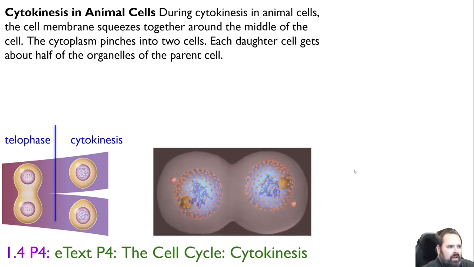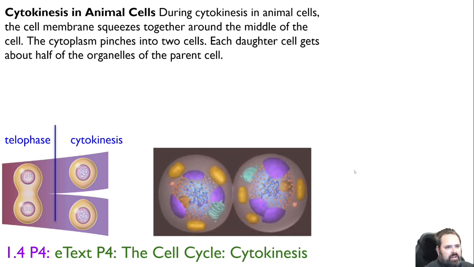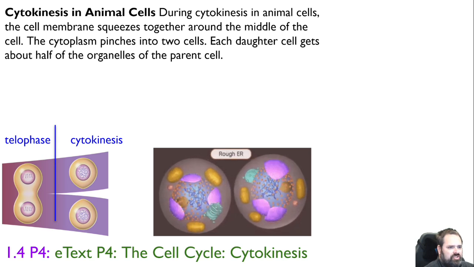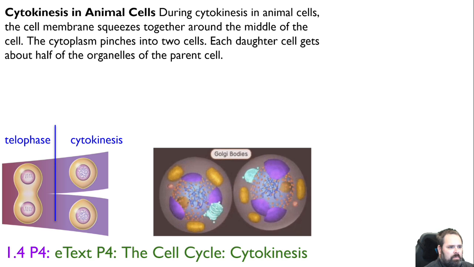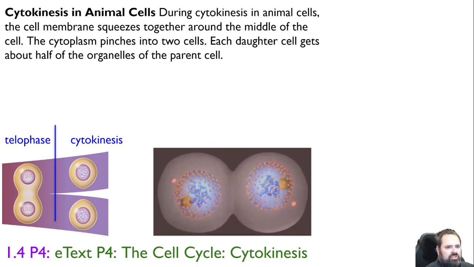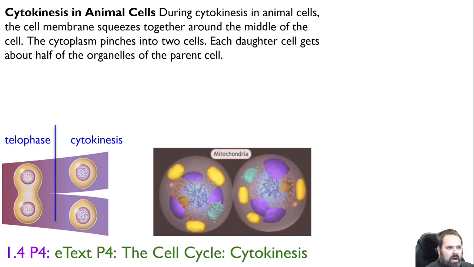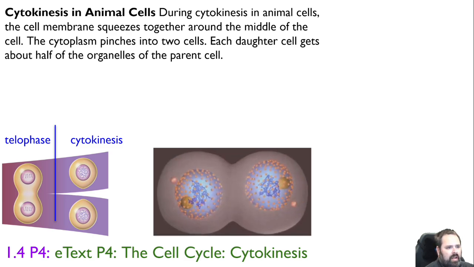In animal cells, during cytokinesis, the cell membrane squeezes together around the middle of the cell. The cytoplasm pinches into 2 cells. Each daughter cell gets approximately half of the organelles in the parent cell.